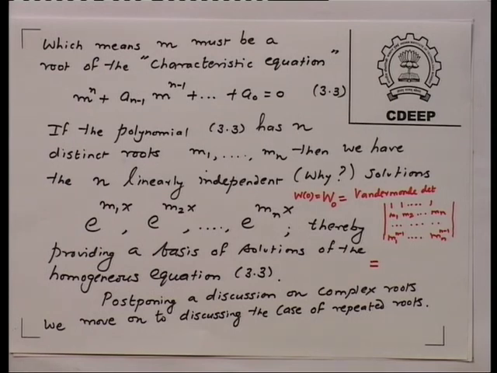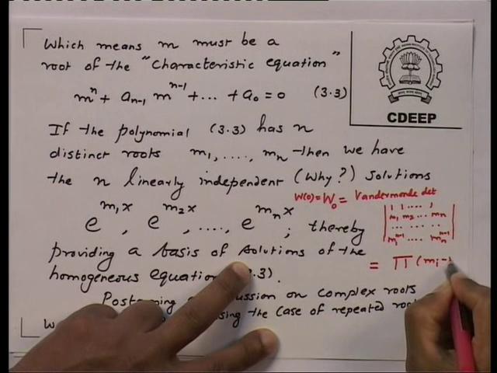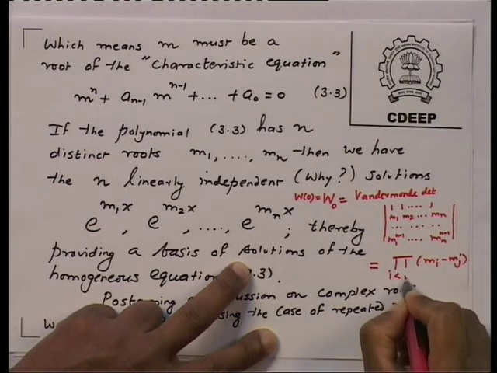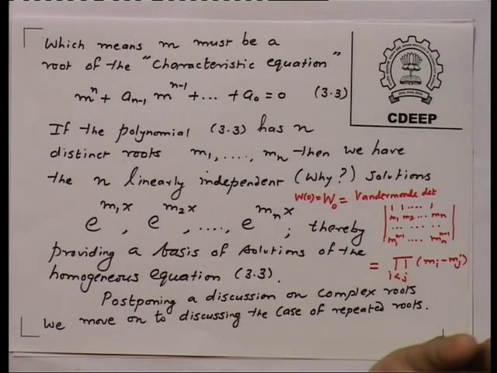One can actually evaluate the Vandermonde determinant nicely. It is the product of (mi minus mj) over i less than j. That is the value of the Vandermonde determinant, correct? And since m1, m2, etc., mn are distinct, we see that the Vandermonde determinant is not 0, and the Wronskian is not 0 at the origin, and hence it is never 0.